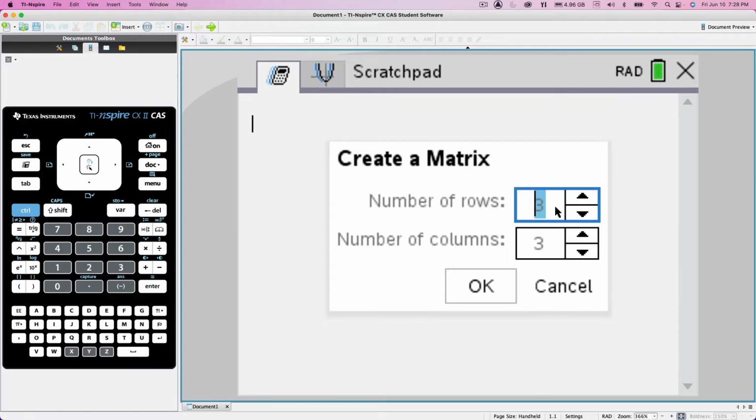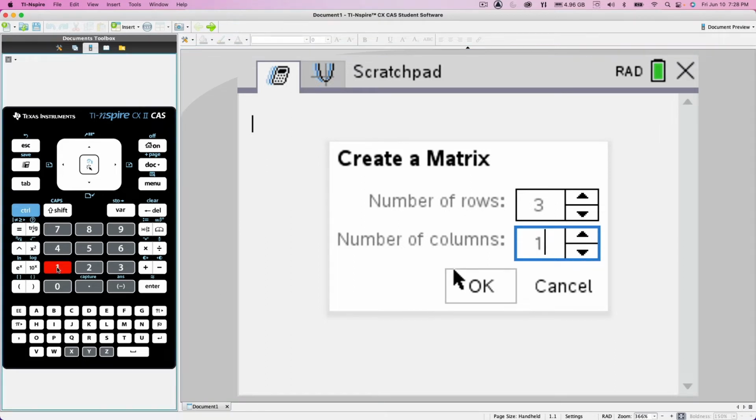For this particular one, we need a 3x3 matrix. But if we needed a different one, like let's say we needed a 3x1 matrix, you can either use your arrows right here to increase, or you can just go over here and enter in the number you need. But again, this time we need a 3x3 matrix. So we can either click OK here or just hit enter.